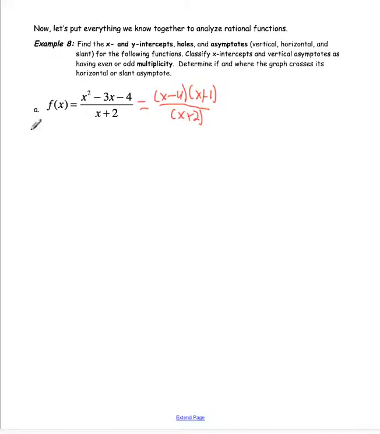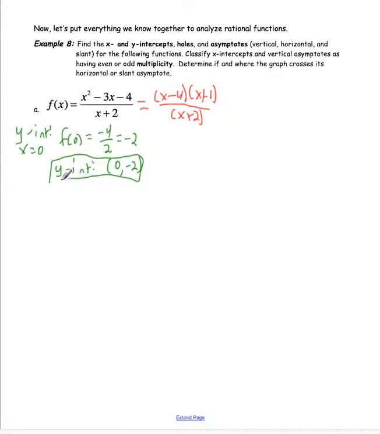Let's begin by finding the y-intercept. To find the y-intercept, we're going to let x equal 0. So we're going to evaluate f of 0, which for this function will have negative 4 over 2, which is negative 2. So our y-intercept is going to be the point (0, negative 2).